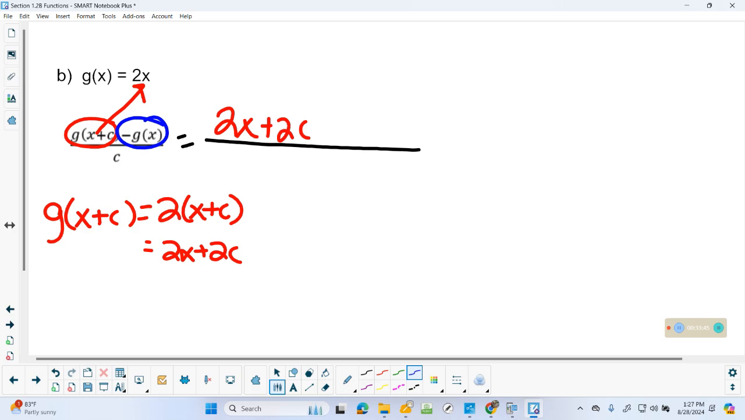Now I'm on this part. Easy. Read it to me. What's g of x? And we're over c. Final answer. 2.